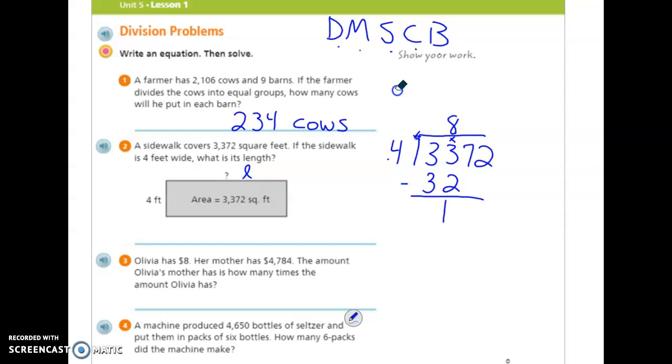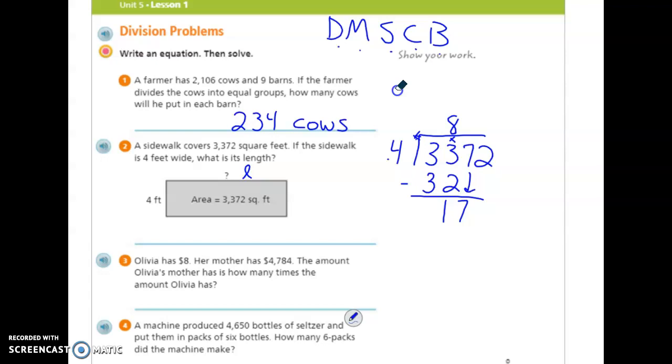Is the 1 less than 4? Yes, it is. If this number were 4 or bigger, then that would tell you that you made a mistake and you got to go back and figure it out again. Next step is the B, bring down. I'm going to bring down the 7. And again, I like to draw the arrows so that I know that I've brought it down. So now I have a new number on the bottom. My number is 17.